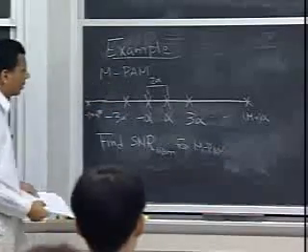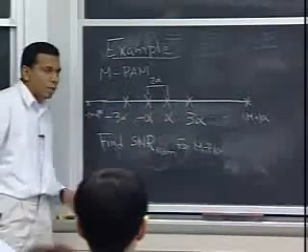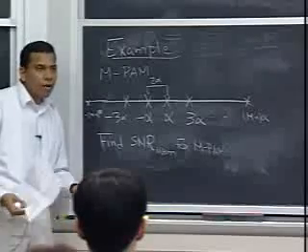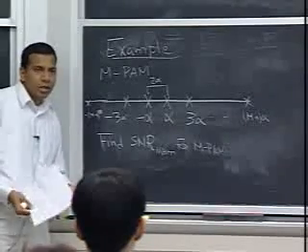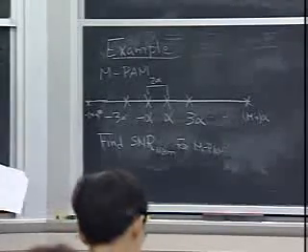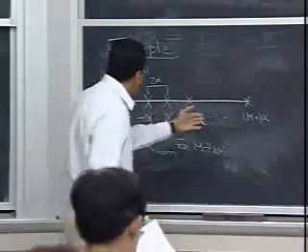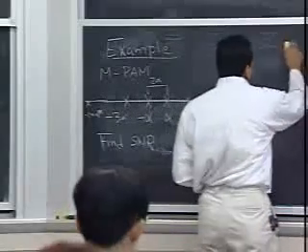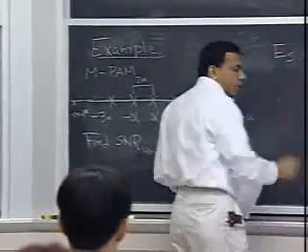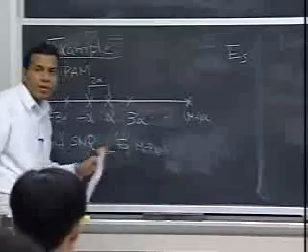So in other words, if I use this constellation in my communication system, how far am I operating from the ultimate Shannon limit? Okay, that's the question. So in order to find that, what we need to find is first energy per 2 dimensions. Does anybody remember the formula for MPAM?